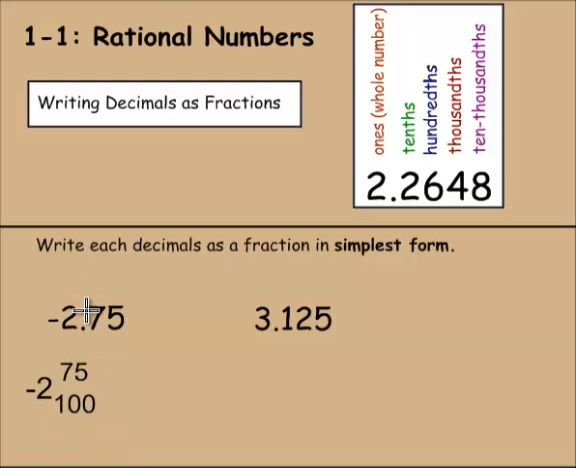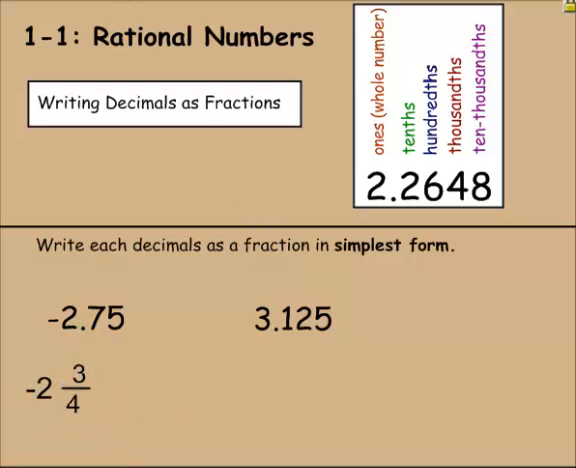And then that could be simplified, and that's what it says: write it in simplest form. So how can we divide 75 over 100? Well, if you think about it, 25 goes into 75 how many times? 3 times. 25 goes into 100 4 times. So the fraction, if you're going to make it simple, would be negative 2 and then 3/4. So this would be our new fraction, negative 2 and 3/4.